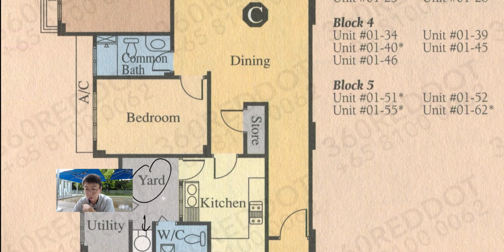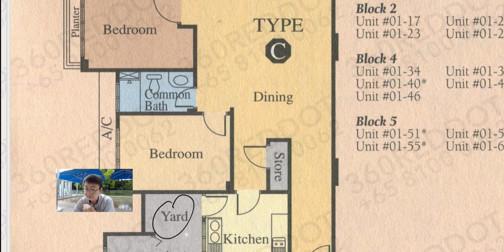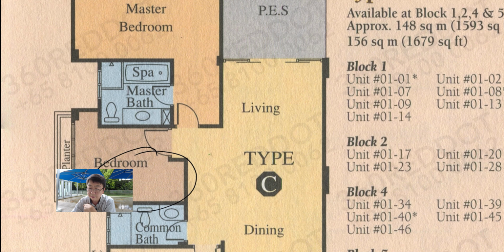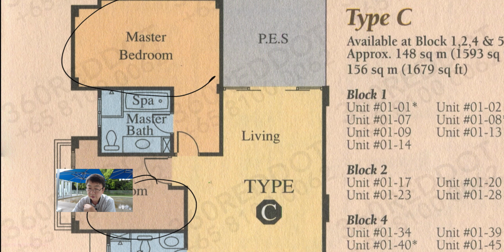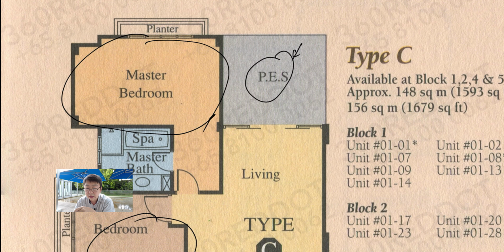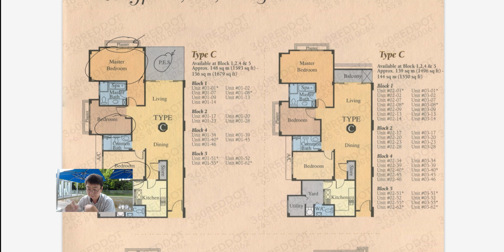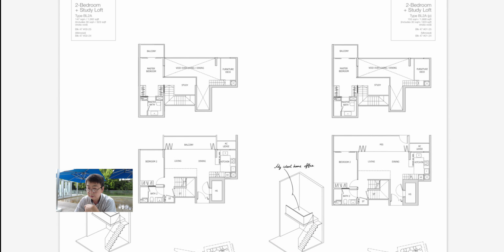This is the rubbish chute. This is the older development. You don't see them drawing any wardrobe inside the bedroom. Some of these you can see this PES. This is a private enclosed space. Normally it will be represented in the ground floor unit itself. And of course this one is a planter. Okay, let's move on.